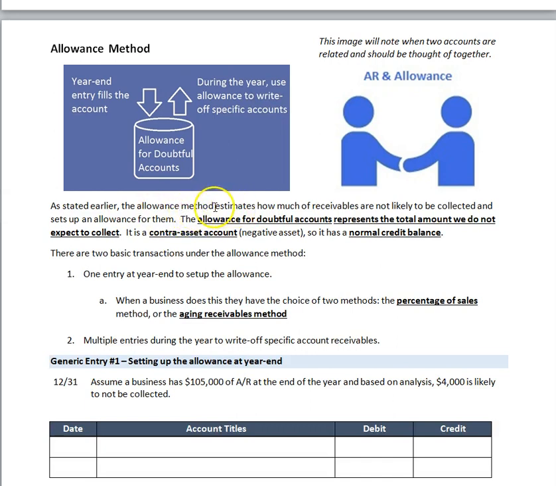Alright, so the allowance method, we're going to estimate how much of receivables are not likely to be collected, and then it sets up an allowance for them. And again, conceptually the allowance for doubtful accounts represents the total amount we do not expect to collect. It is a contra asset account. It is a negative asset account. Therefore, it has the normal credit balance.